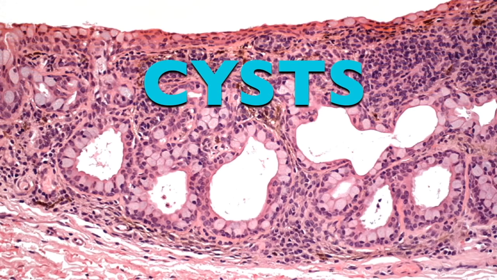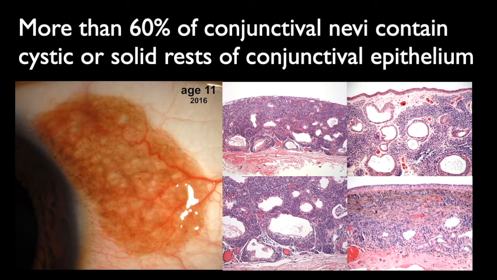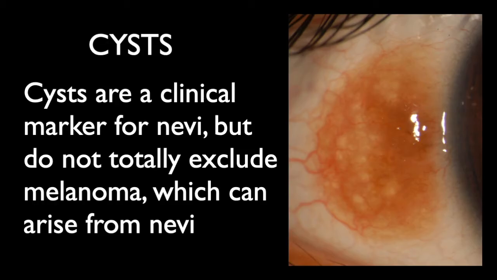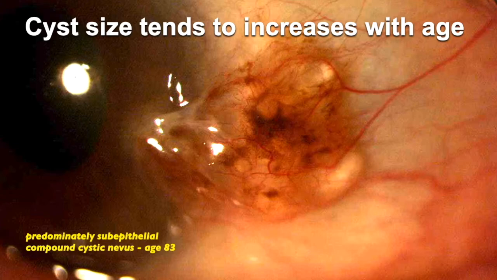Intralesional cysts are a common finding in conjunctival nevi. More than 60% of conjunctival nevi contain cystic or solid rests of surface epithelium. These cysts are a helpful clinical marker for nevi, but they don't totally exclude the presence of melanoma because melanomas can arise from nevi. The cysts in nevi typically enlarge with age.